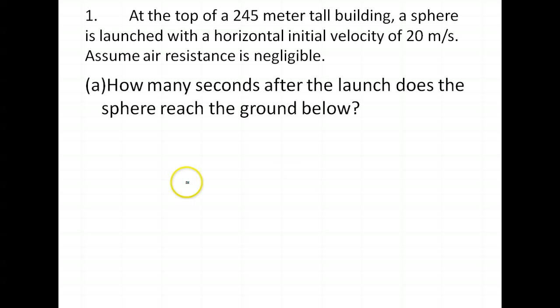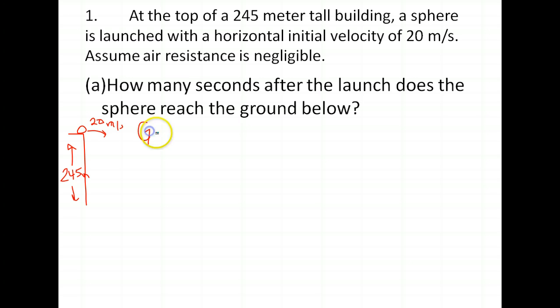So let's go ahead here and, as always, start with a little picture. It always helps to have a picture on these physics drawings just to illustrate what's actually happening. So here we have a 245 meter tall building, and we are launching a sphere off the top, and they actually tell us that our initial horizontal velocity is 20 meters per second. So this gives us a picture of what's going on.